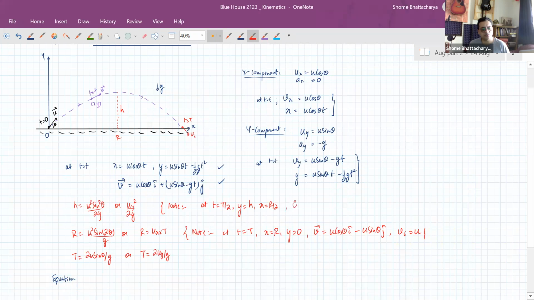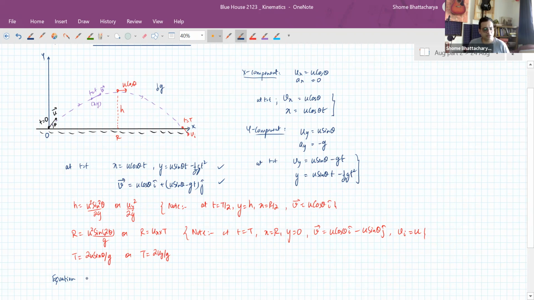Whereas when it reaches the highest point at time T by 2, at that instant the velocity is what type? It is only horizontal. The vertical component of velocity is 0 at that moment. So when the particle is at this highest point, not only is the x coordinate half the range, but the velocity is only u cos theta. So these are the standard things.